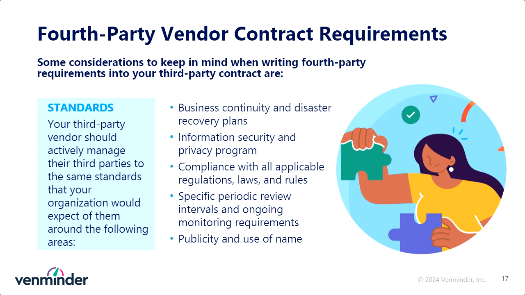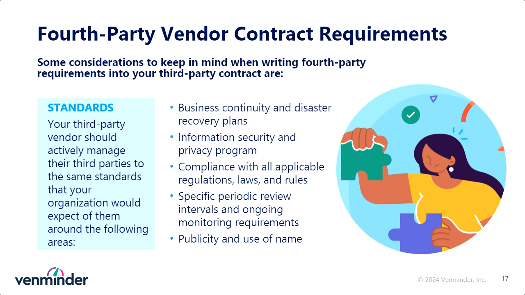Making sure that their information security and privacy program is in place and that they are reviewing that regularly, that they too are compliant with all applicable regulations and laws and rules. And again, your third party is managing their third parties just as you are managing yours. So they have an ongoing monitoring requirement in place with their fourth parties. You can do this with one provision in the contract that covers every area where the third party might be reviewing their fourth parties, or you could spread it out in the various sections. I've seen it both ways.